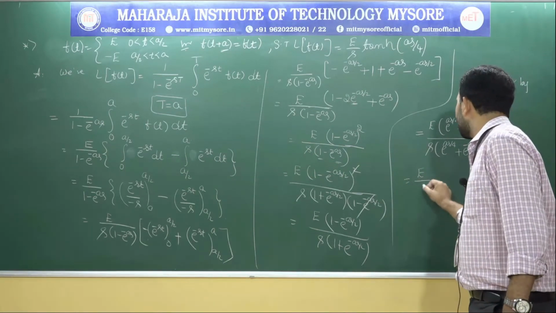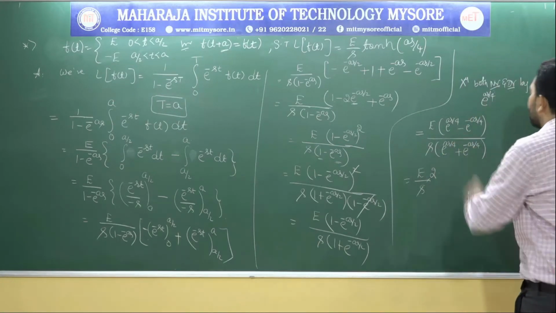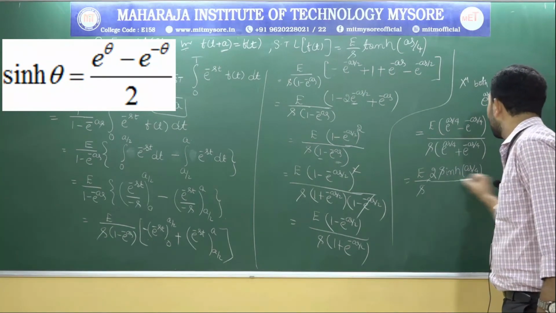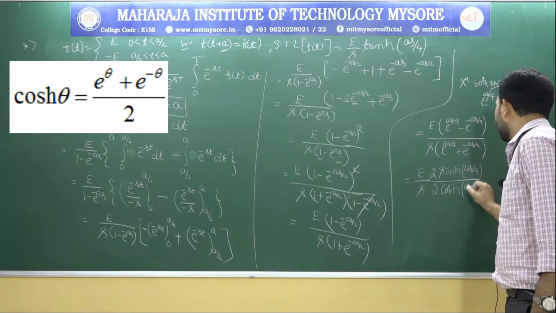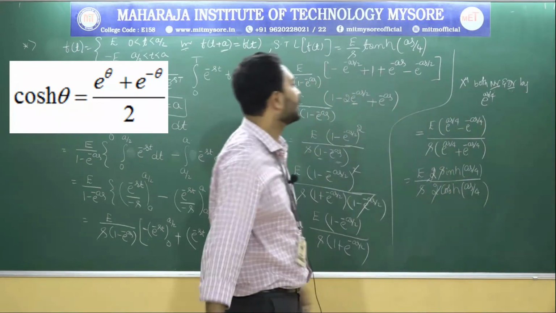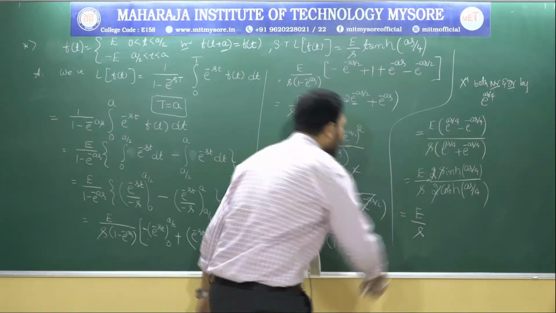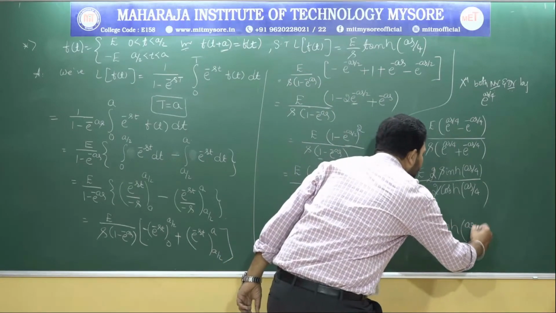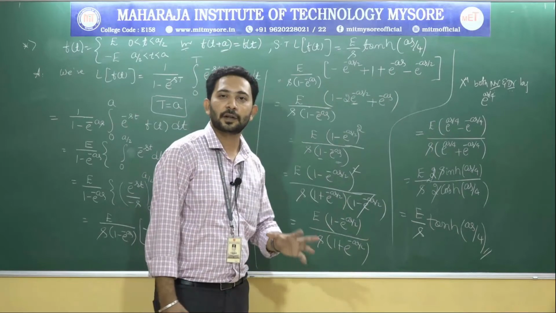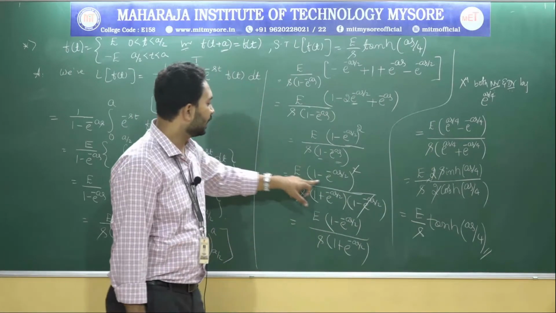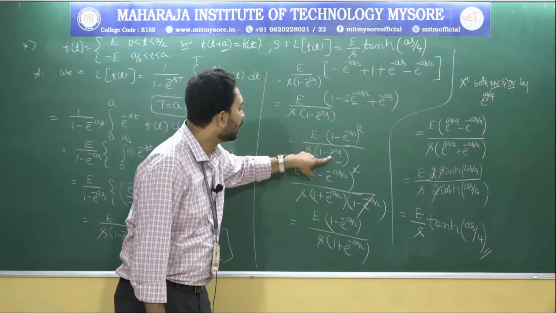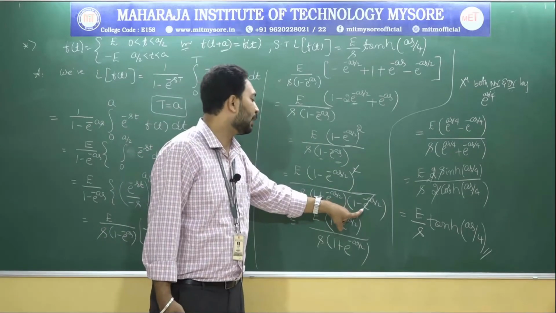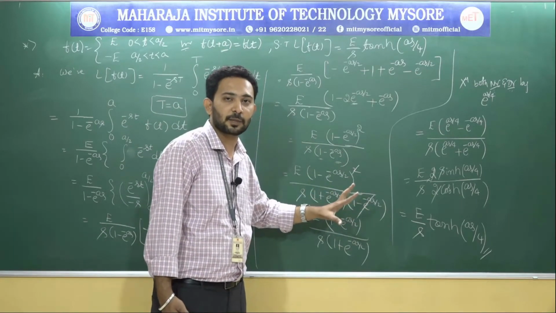So e by s into 2 into sine hyperbolic, since e power theta minus e power minus theta is 2 sine hyperbolic theta, over 2 into cos hyperbolic as by 4. The 2 will get cancelled. So the final answer is e by s into tan hyperbolic as by 4. So this is the result for the given problem. See here, in this we have taken 1 minus e power minus as, squared minus b squared, which is nothing but (a plus b) into (a minus b). Remember this to solve this problem.